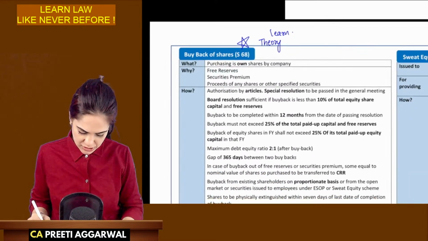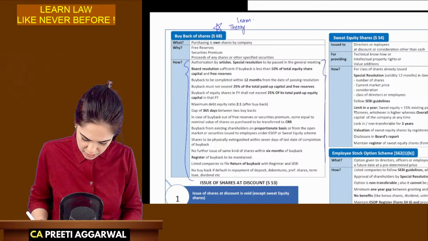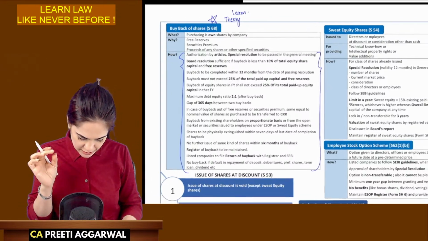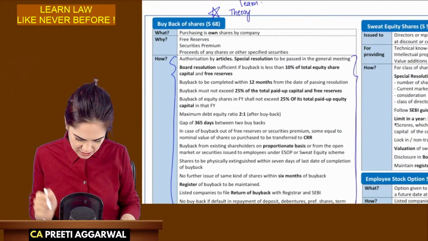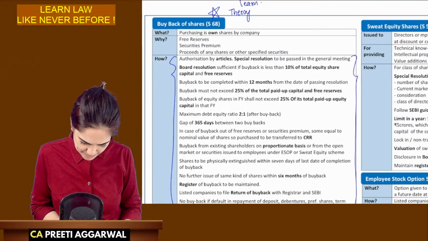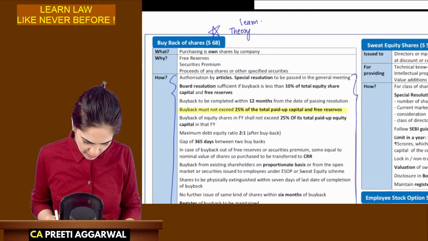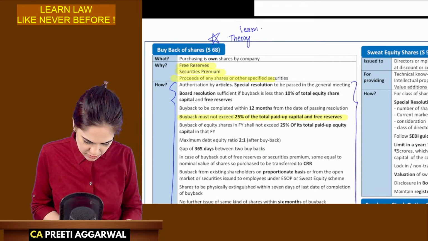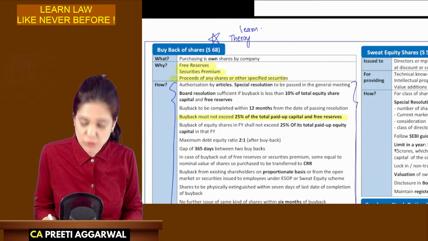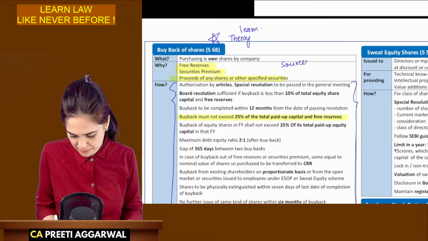So this theory is very important. The procedure which I have given, this you need to learn. If a case based question is asked, it will be mostly on this one. And also this is very important. What are the sources of buyback? Sources of buyback, very important.